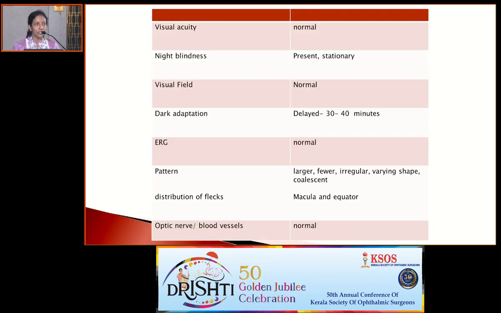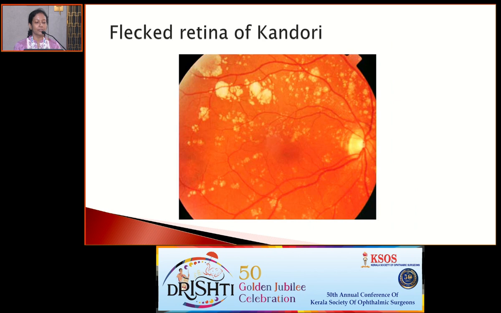Now, if the patient has features of fundus albipunctatus, that is stationary night blindness, delayed dark adaptation, but instead of smaller flecks, you see larger flecks on the retina. This is called the flecked retina of Kandori.